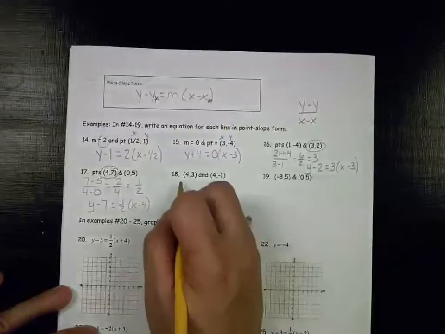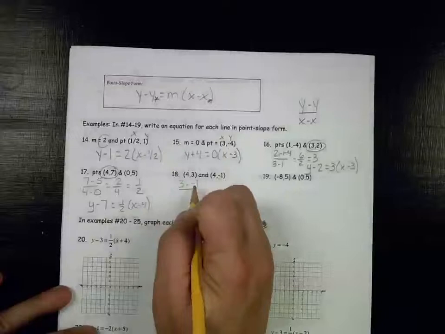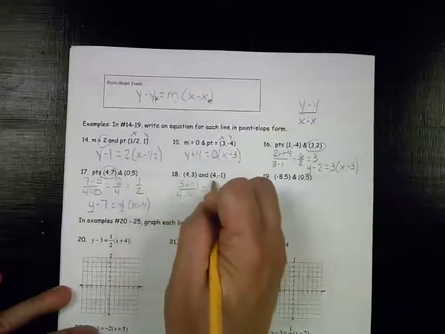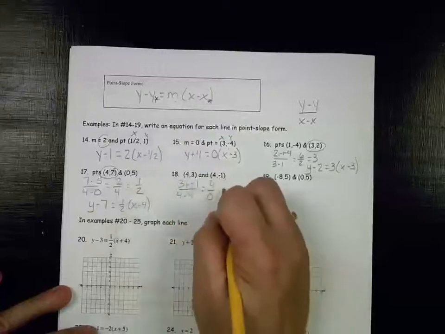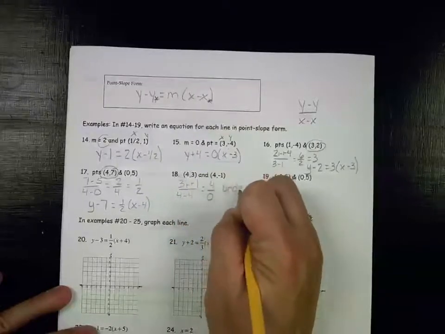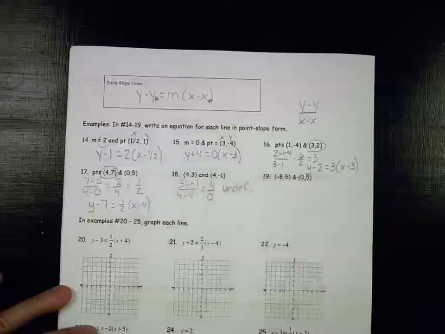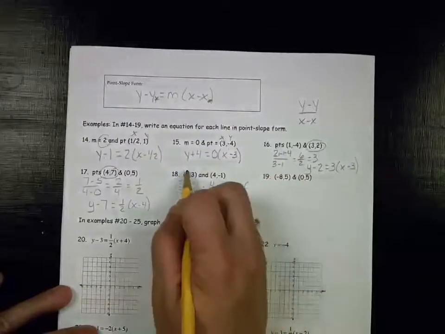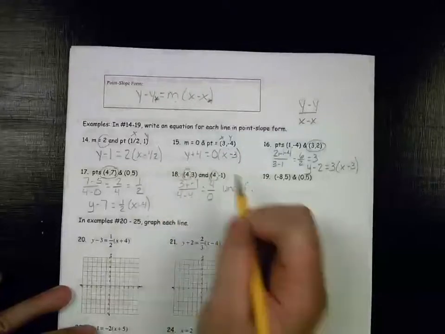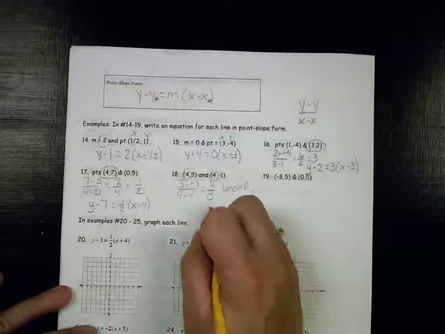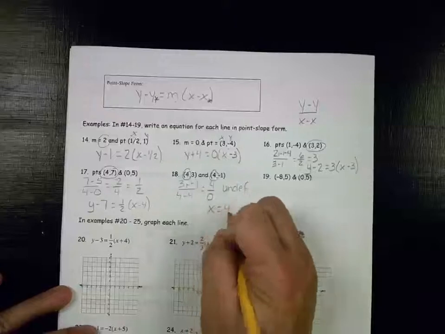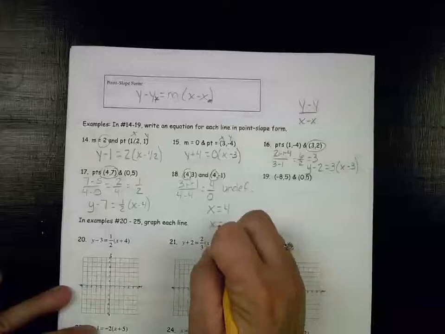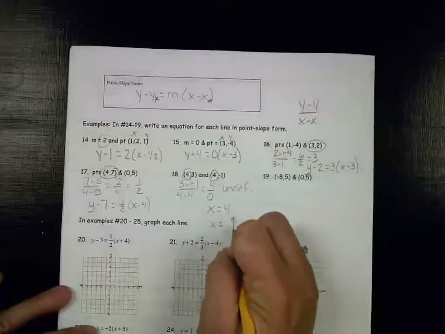Number 18, 3 minus negative 1 over 4 minus 4 becomes 4 over 0. And this slope right here is undefined. That means our line is straight up and down. And if you look right there, see how both of those x's are 4? The equation of that line is x equals 4. X equals any number is a straight up and down line.